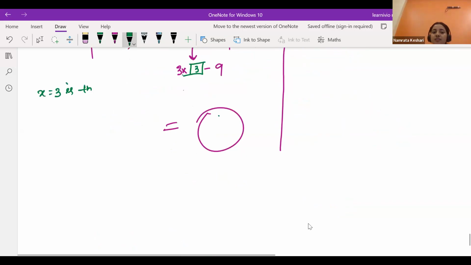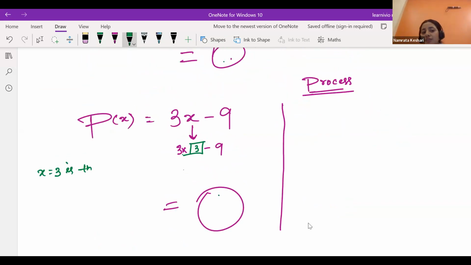Okay. Next example, Naisha, I have taken 3x minus 9. And again, I asked the same question. What is the 0 of this polynomial? Here it was a little bit difficult to guess. But still, we realize that when we put x as 3, then 3 into 3, 9, 9 minus 9 will be 0. So x equals 3 is the 0 of the given polynomial.